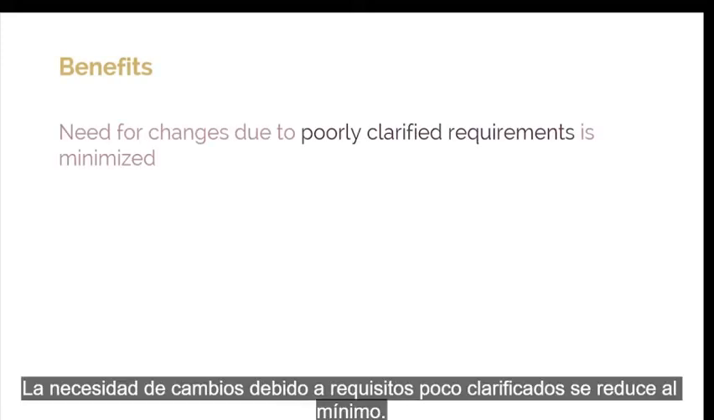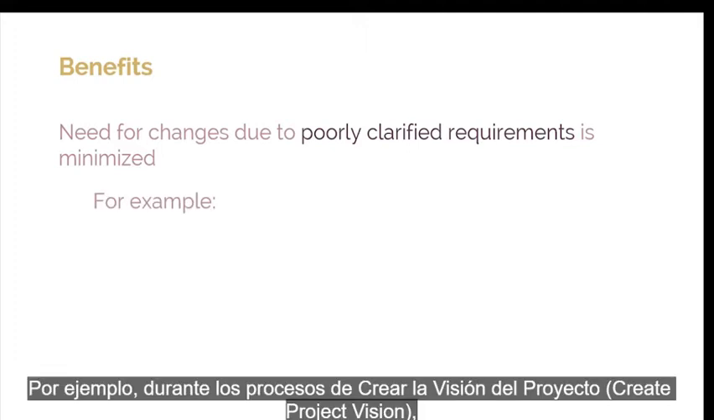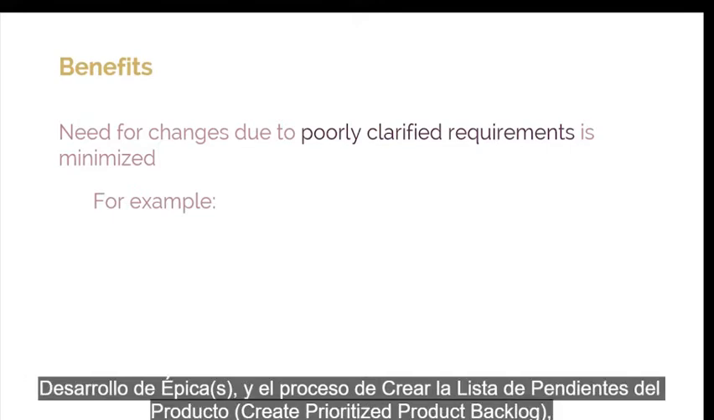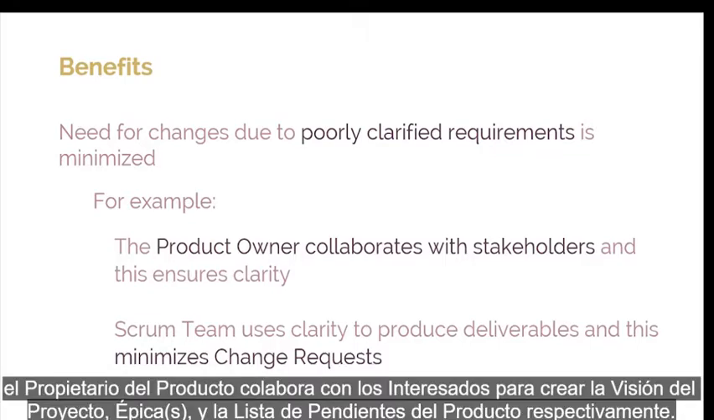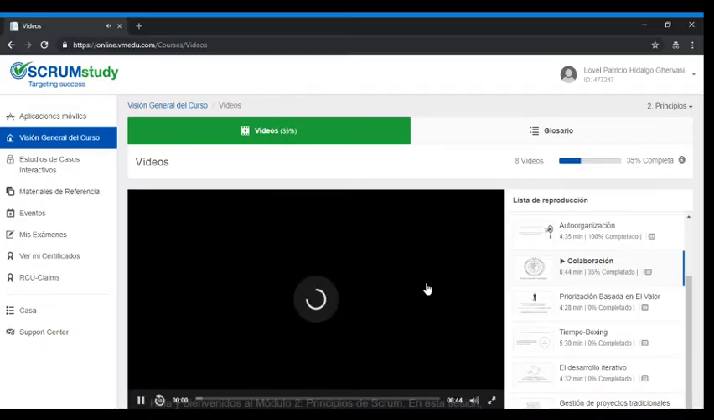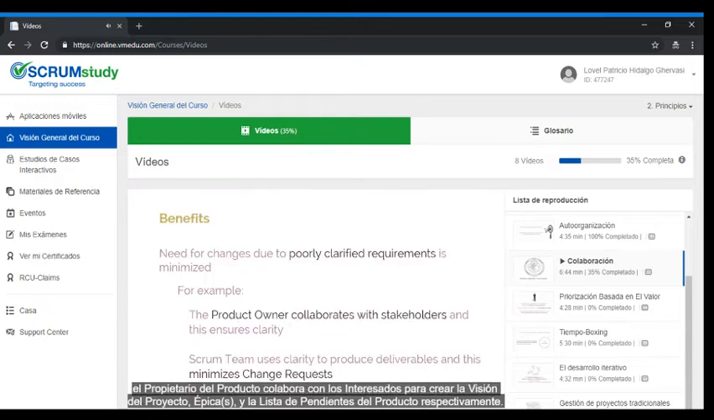Collaboration ensures that the following benefits are realized. The need for bringing about changes due to poorly clarified requirements is minimized. For example, during the create project vision, develop epics, and create prioritized product backlog processes, the product owner collaborates with stakeholders to create the project vision, epics, and prioritized product backlog, respectively. This will ensure that there's clarity among Scrum core team members on the work that's required to complete the project.